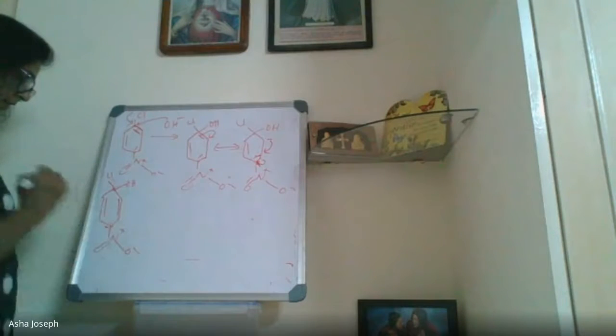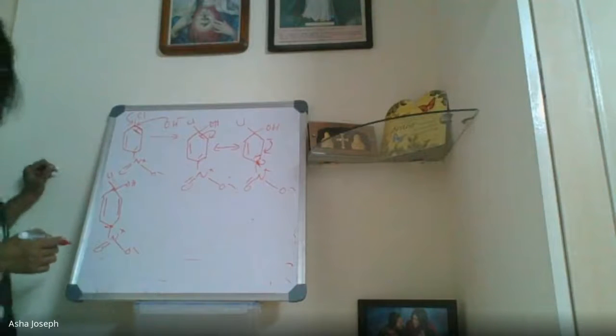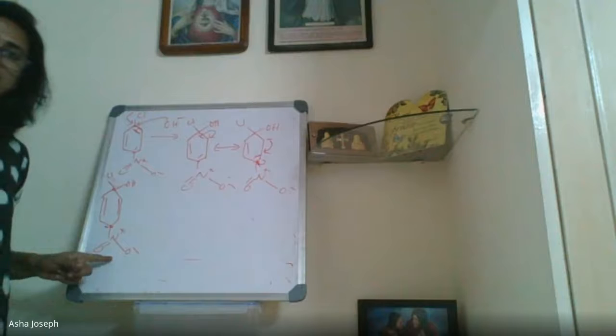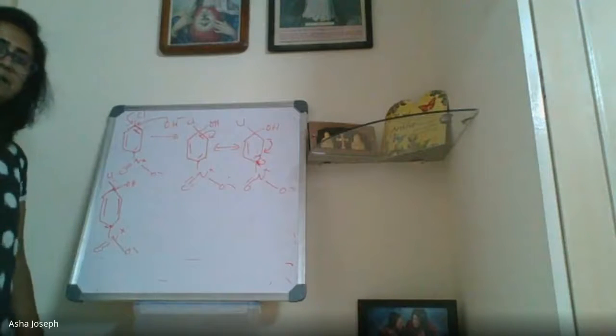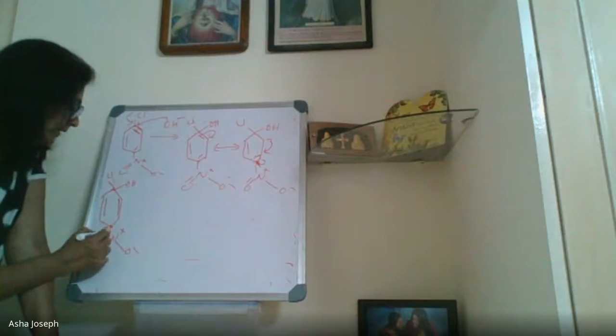So negative charge is shifted here, this carbon. Negative charge is shifted. Now our para position, if NO2 is there, now it is withdrawing. I said NO2 will withdraw electron from the ring. How? It will withdraw because nitrogen is positive. So a double bond will come here.